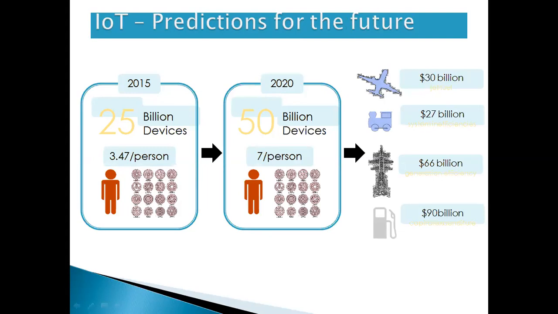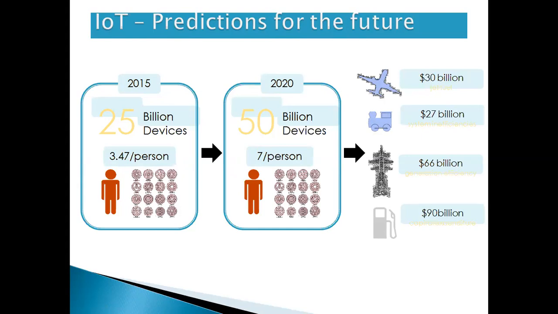In 2020, it has been predicted that 50 billion devices will be connected to the internet. Just imagine in 2015, I would have my computer, my laptop, my mobile. So let's assume that 3 devices are connected to the internet. Now see, 7 devices per person. What can be the 7 devices? Anything, right?